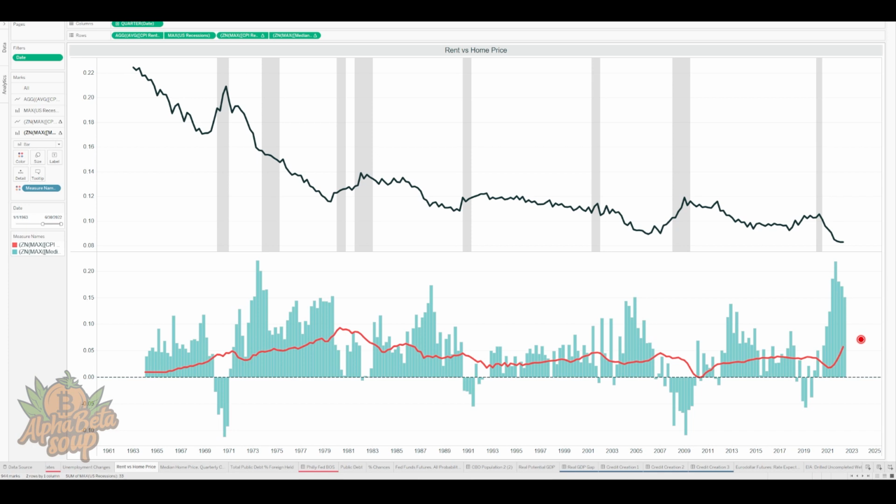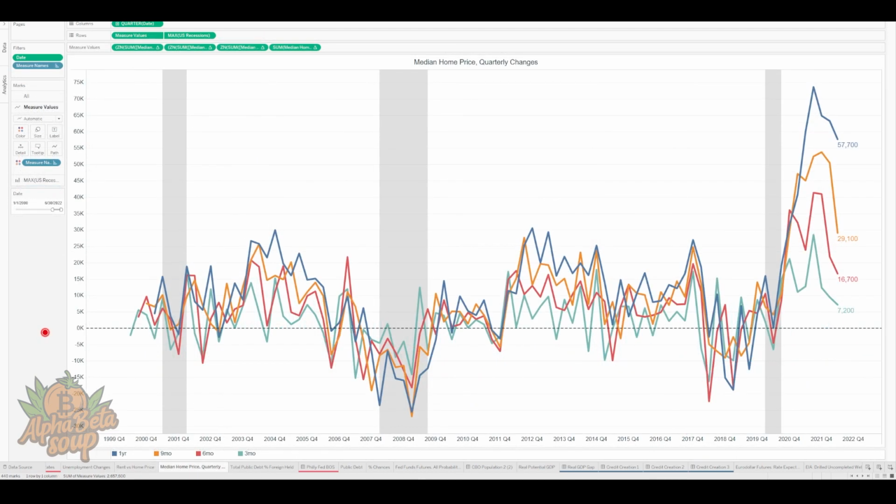They don't jump around as much. They're affected by larger parts of the economy. And we're seeing rental prices rising very swiftly. So if we take that idea that home prices really need to fall on a year-over-year basis before we can see rent begin to slow down and start to have less of an impact on CPI, let's look at median home price on quarterly rates of change.